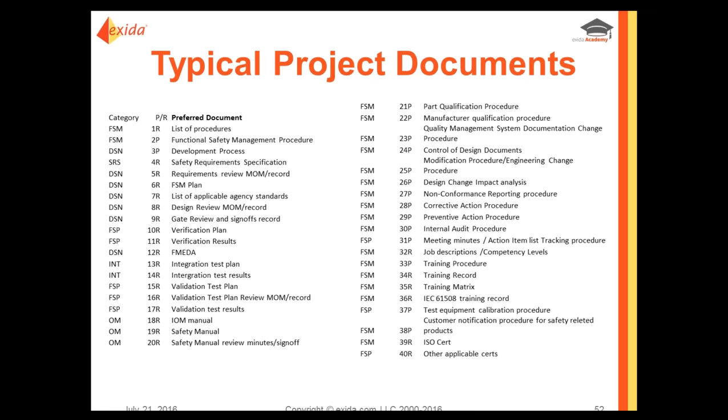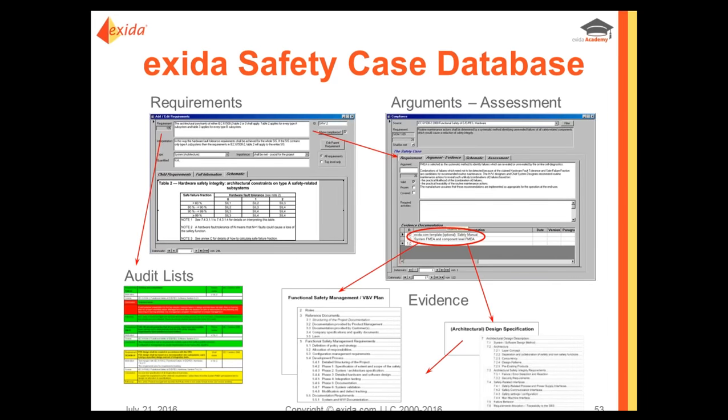These are just a quick look at some typical documents that we ask for in an evaluation. And once again, if you're a simple valve, you might not need all of this. But this is just a snapshot of some of the typical project documents we look for. In certification, we ask for sample documents, or your documents, to send in to us, and then we create what we call a safety case.